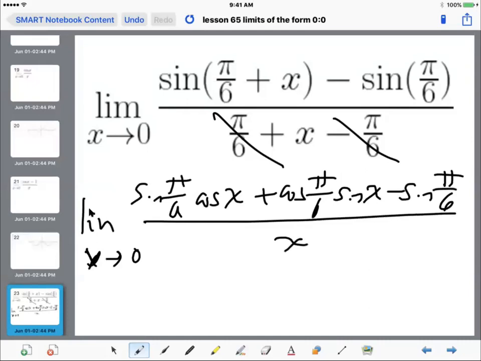Well, that is the first step. But we're stuck here because if you plug 0 in for x, cosine 0 is 1 and sine 0 is 0, so you'll end up with sine pi over 6 minus sine pi over 6, which is 0 in the numerator and 0 in the denominator. So this is the correct first step, but we're stuck because there are two facts that I'm going to tell you, and these are really surprising.